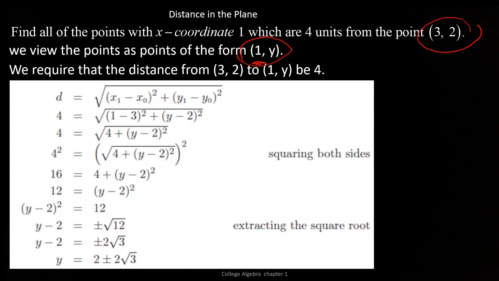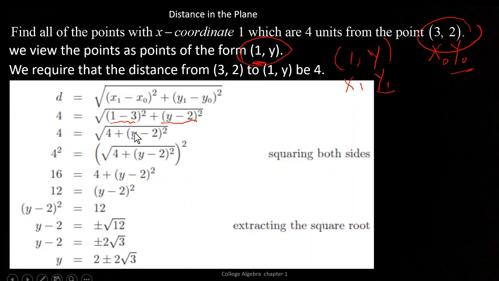So if you think of x sub 0, y sub 0, and think of 1 and y as x1, y1, then you can subtract them. So x1 minus x sub 0 would be 1 minus 3, which is right there. And then y1 minus y sub 0 would be y minus 2 squared. And that is an equation which has a radical in it.